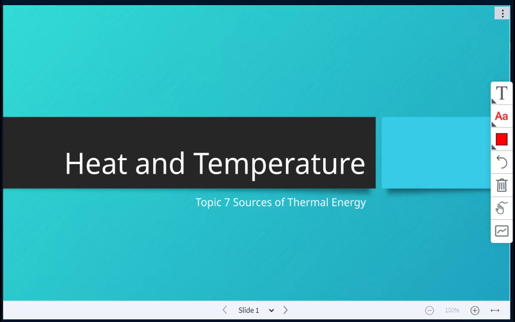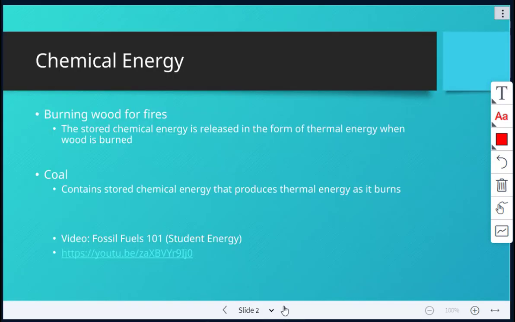Okay, today's topic for heat and temperature is topic 7. This is sources of thermal energy. We will be talking about chemical energy, geothermal energy, kinetic energy, and so on. Okay, so we'll start with chemical energy.